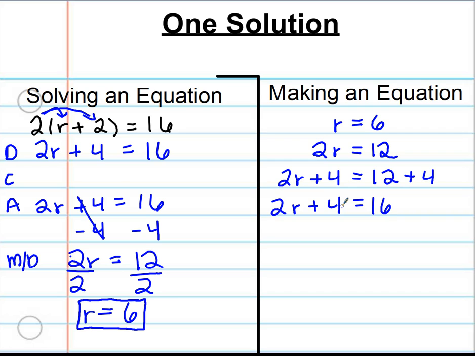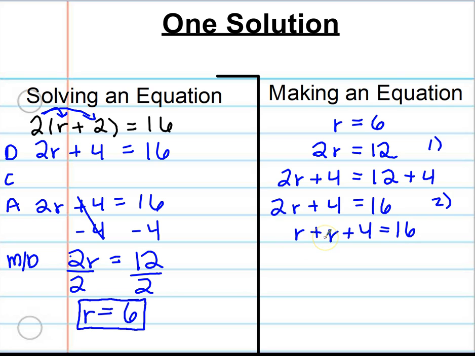Alright, this last part is where it gets a little tricky. We want to make sure we have at least 3 steps. So right now we have 1 step here and 2 steps here. Okay? In order to get a third step, you can do one of 2 things. You can maybe break this 2r apart to be like r plus r plus 4 equals 16. Okay? So that's one way you could do it.